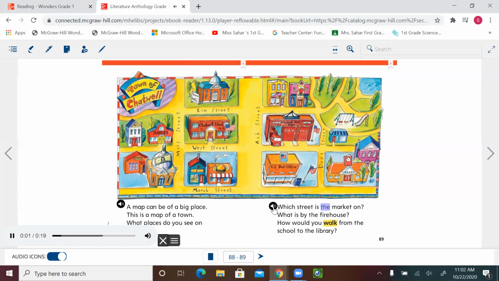Which street is the market on? What is by the firehouse? How would you walk from the school to the library?